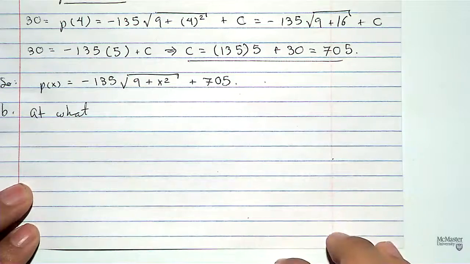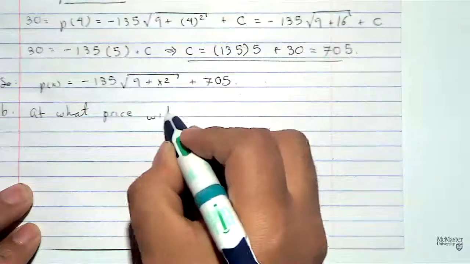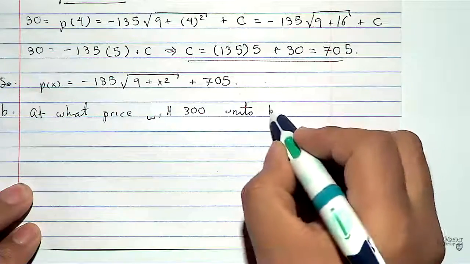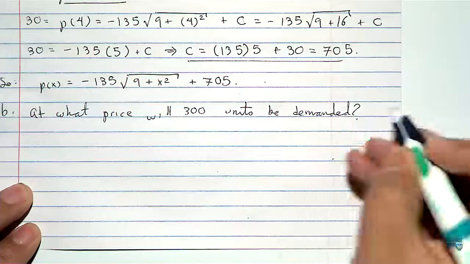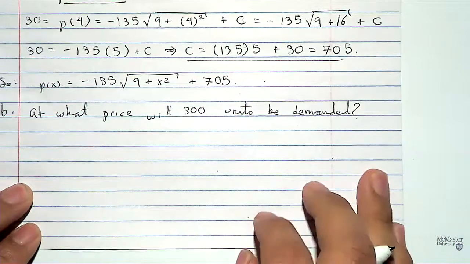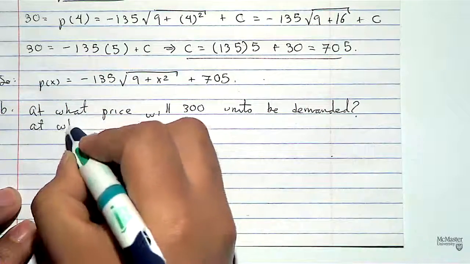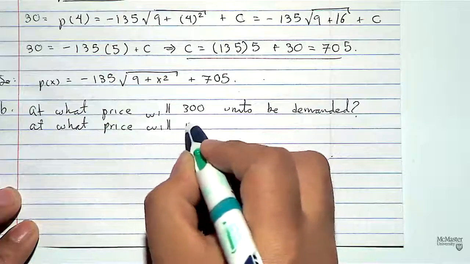Is there a question? At what price will 300 units be demanded? So you have to be mindful of the units that you were given in the statement of the problem last class. And the second question is, well, what price will no units be demanded?